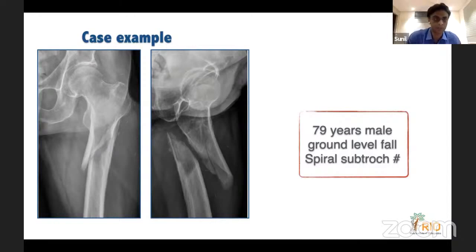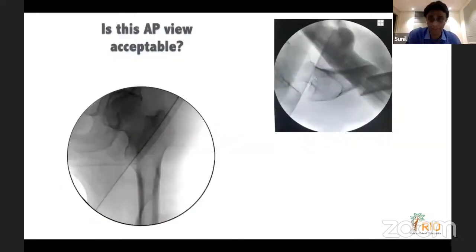If you look at this case example, this is an elderly gentleman who had a low velocity fall and had a spiral subtroch fracture that looks like this. If you put him on the traction table, we do these fractures on the traction table most of the time, but I often do it without traction. So this is how it looks on traction. This looks reasonably acceptable on AP view, but is this really right to go ahead with the nailing?